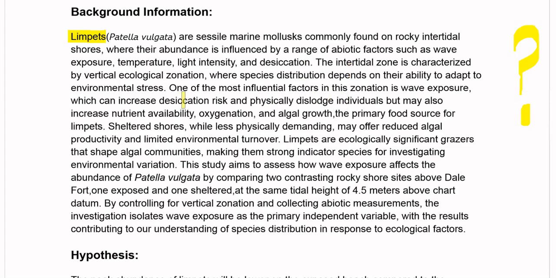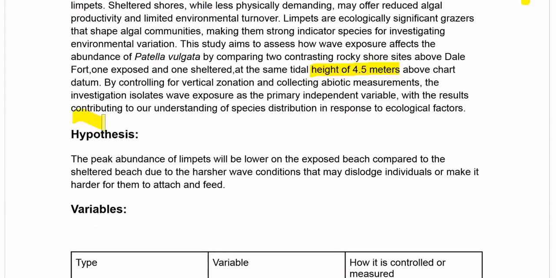You talk about wave exposure increasing desiccation risk. Really? How? Re-examine this. You talk about a height of 4.5 meters. Why is this? There's no justification of that height. You also need to add in a section talking about the wave exposure scale and the values of the site. You could mention the fact that they both have similar geology or rocks or substrate as well.